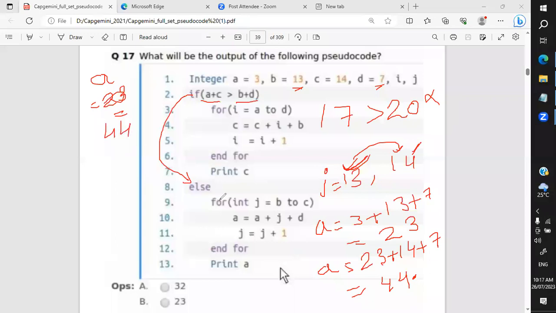Okay. Then after that, what will happen? J will again get incremented. J will become 15. 15 is out of the range 13 to 14, right? So it comes out of the loop. Out of the loop, what is there? After that, print A. What is the A value? 44.